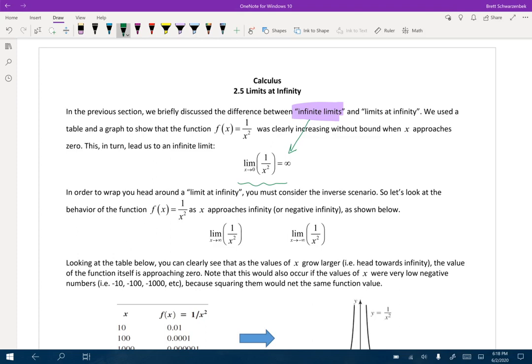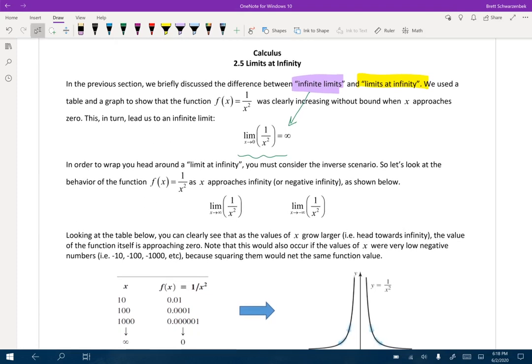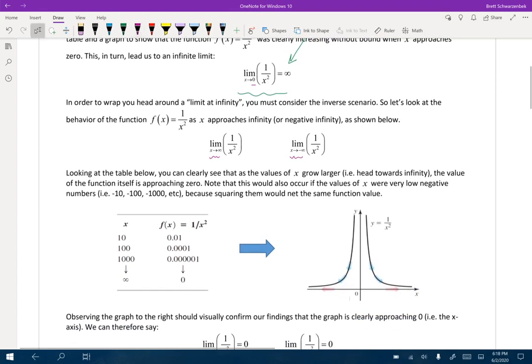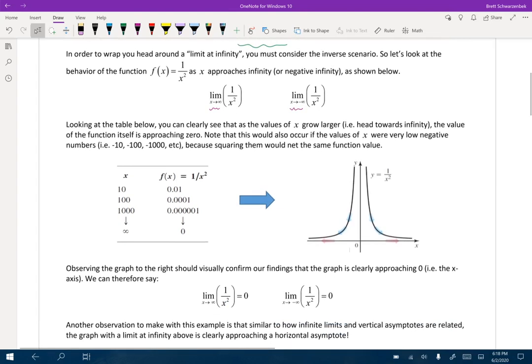So the inverse scenario of that is what we call a limit at infinity. So what does that look like? We'll just take our 0 and change it to an infinity. So look at this guy. What we want to do is take our same function that we're dealing with, and see the behavior as we increase without bound, essentially, to infinity or negative infinity.